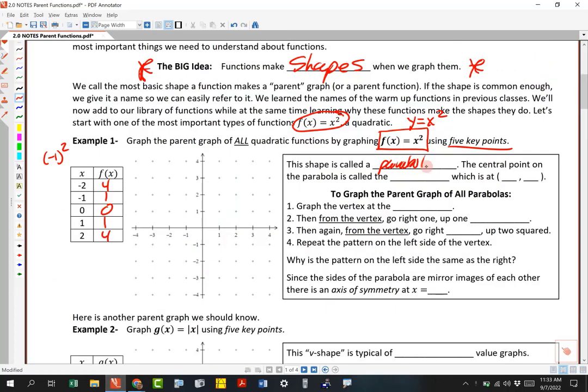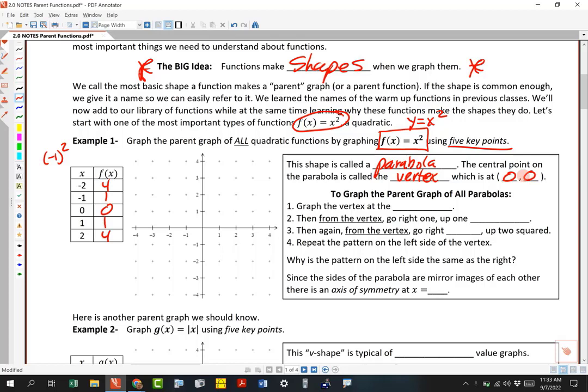Okay, so this is called a parabola, and I probably ought to write this so we can actually tell what I'm saying. Parabola. Okay, the central point on a parabola is called the vertex, and on the parent graph, it's at the origin, so it's at 0, 0.